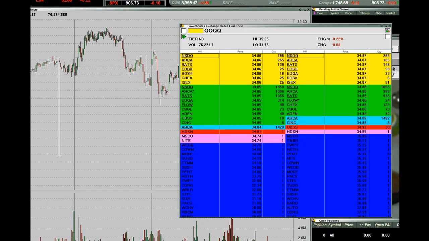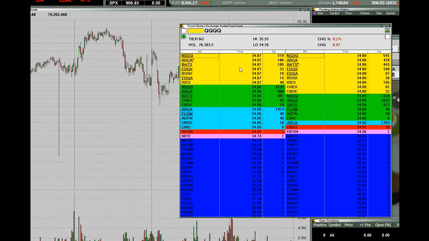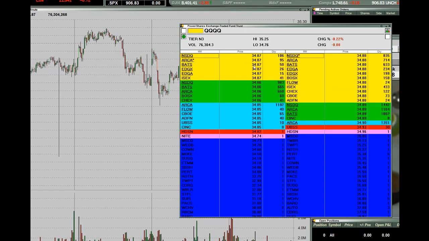Different types of Level 2 screens can be customized to provide for different layouts. The type I like most is where colors are used to group price. As you can see here, yellow is used to represent the 3487 level, and green is used for the 3486 level, and so on.